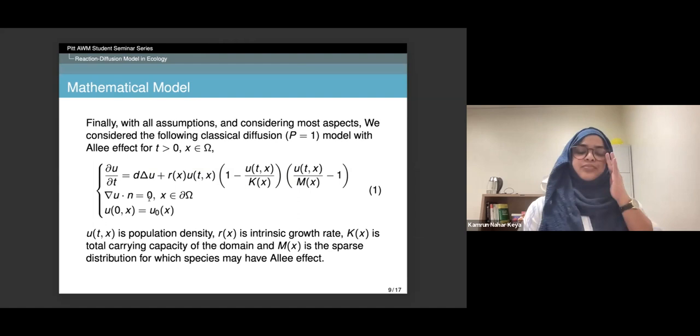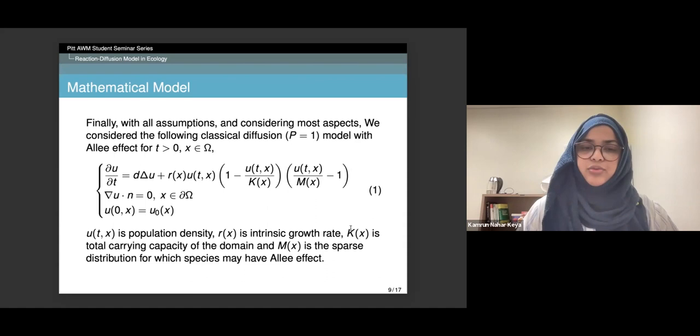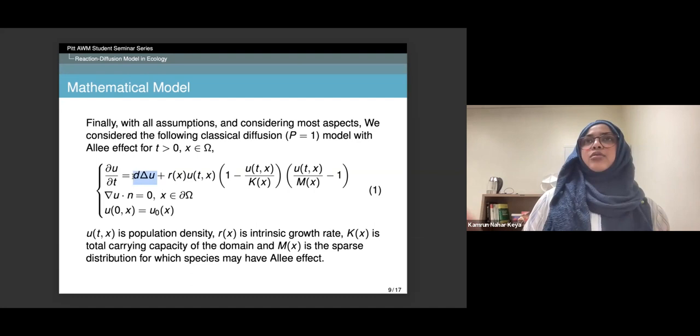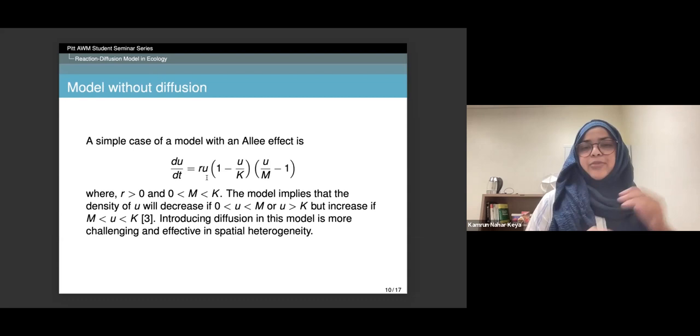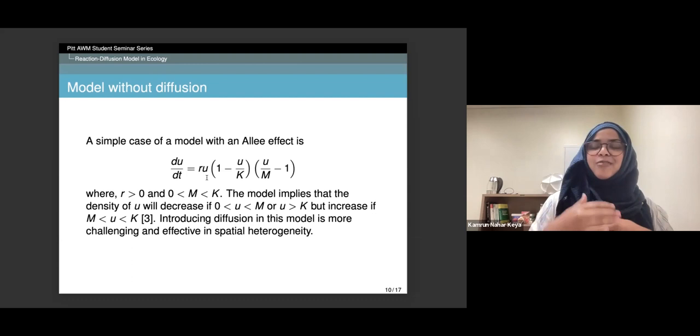And when we started analyzing this model, we first wanted to know what happens if there is no diffusion. If D is close to zero, I mean, if there is no diffusion term, then this is basically a normal ODE model, which is this. So we analyzed this, but I'm not showing this work here because the work was really huge. But if anyone is interested, this paper was published, so they can look at the paper.